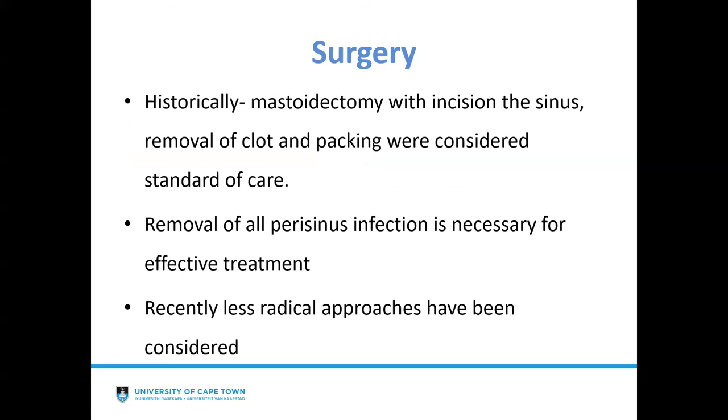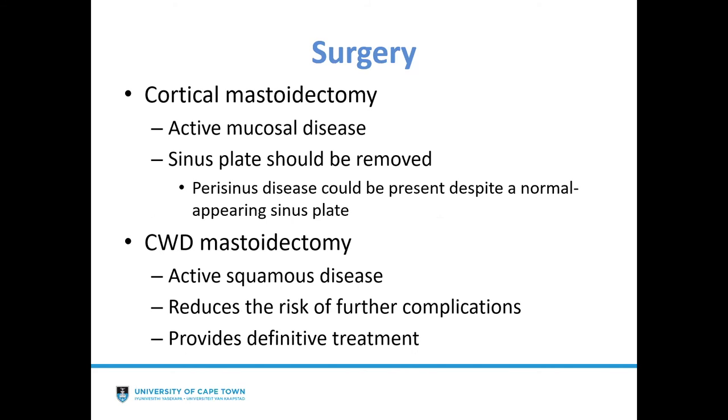And then if we look at surgery, different surgical approaches have been described. It's still an area of controversy in terms of addressing the thrombosed sinus mainly. But historically, mastoidectomy with incision of the sinus and removal of clot and packing were considered the standard of care. And removal of all perisinus infection is necessary for effective treatment, even with lesser radical procedures. And again, recently, lesser radical procedures are being considered. So you find that most patients, actually all patients, will require mastoidectomy.